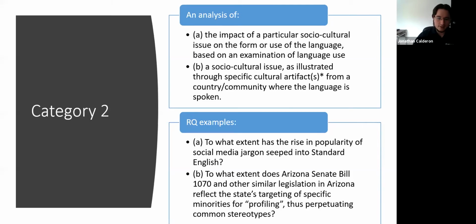So for example, we have here the research question, which is, to what extent does the Arizona Senate Bill 1070 and other similar legislation in Arizona reflect the state's targeting of specific minorities for profiling, thus perpetuating common stereotypes? So this one is, again, a little bit challenging because it's such a sensitive topic, I think. So this person is going to get the Arizona Senate Bill, which is a cultural artifact, okay? And here she is going to separate or identify the parts of language that target specific minorities for profiling, okay? So you might think, oh, this is going to be kind of difficult, but it's not so much, okay?